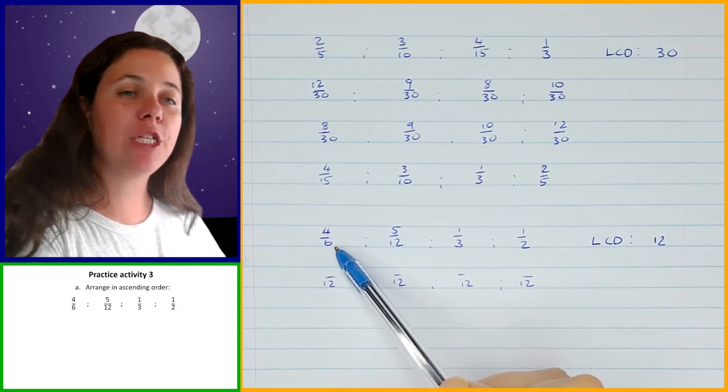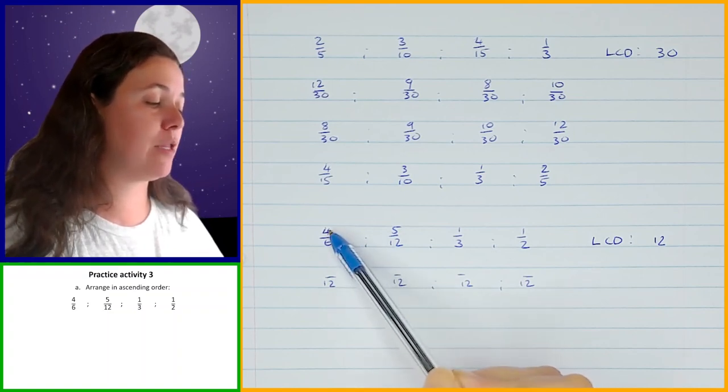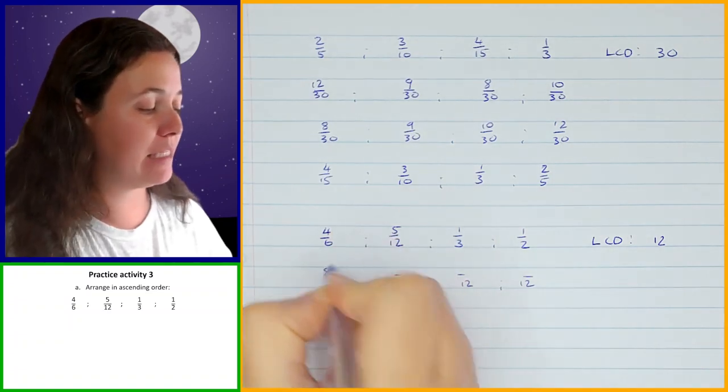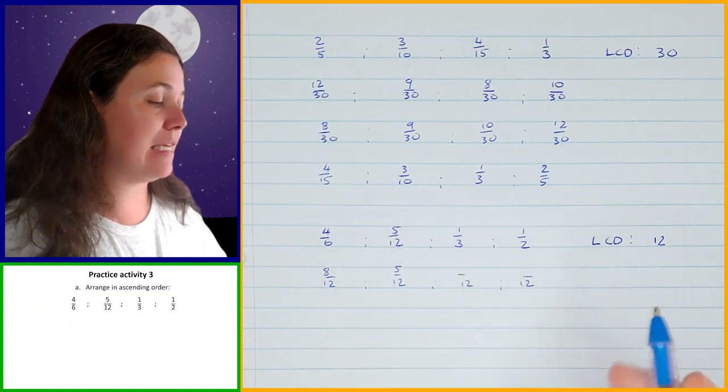Over here, how do we change something over 6 to something over 12? We need to multiply by 2. So I'm going to multiply the 4 by 2 as well, giving me 8 over 12. This one is already over 12, so I don't need to do anything. It stays as it is.